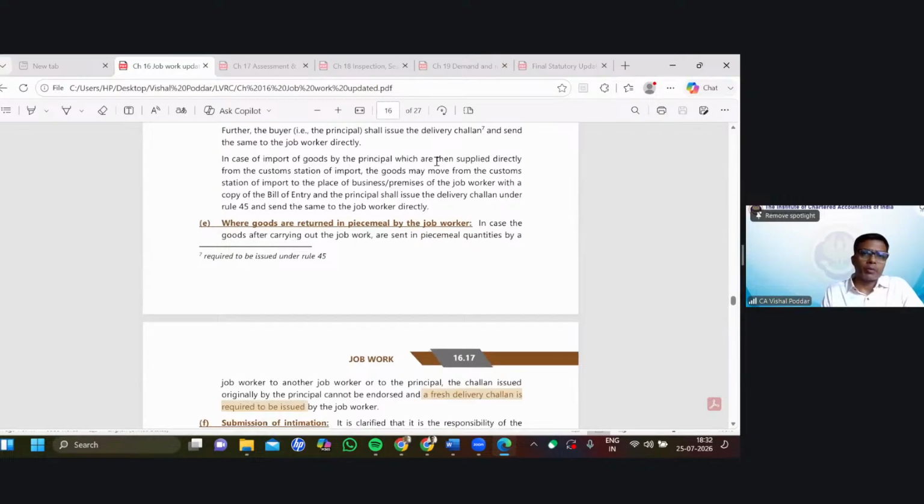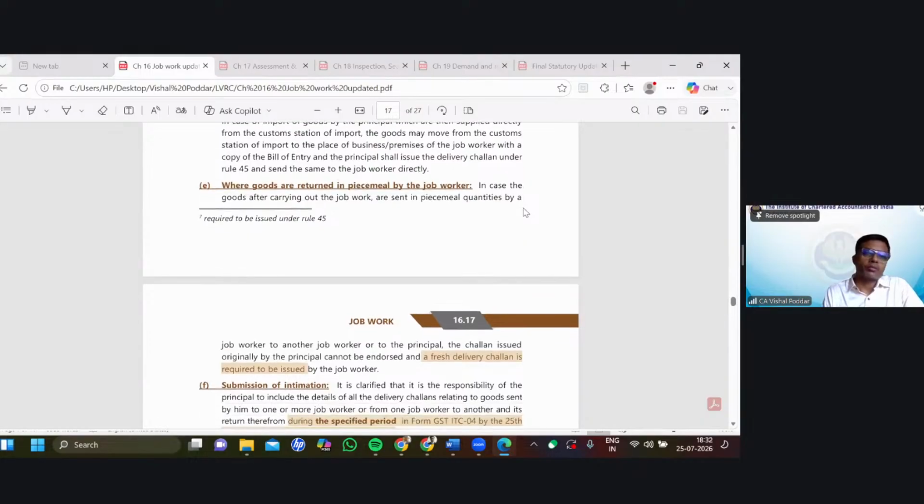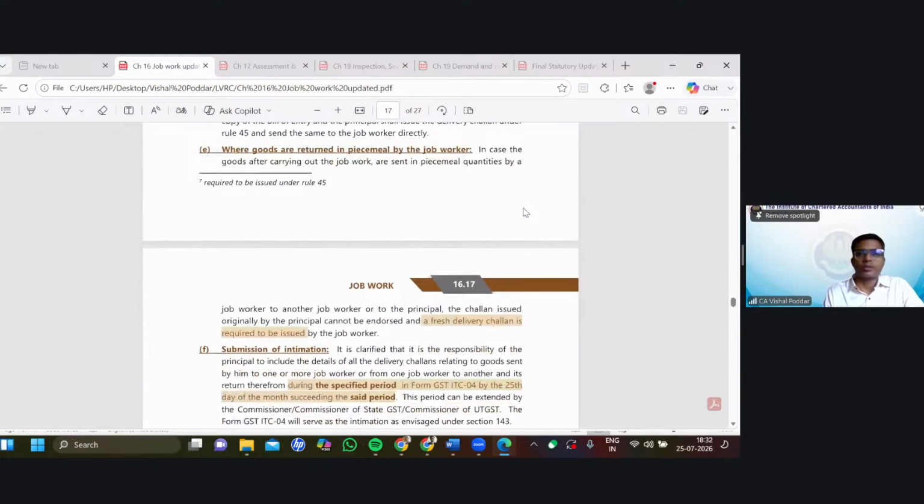Now, in case of import by principal, where these goods are directly sent from the custom station to the premises of the job worker, in such cases, it has to be accompanied with the copy of bill of entry. Further, the principal shall also use delivery challan for forwarding the goods.